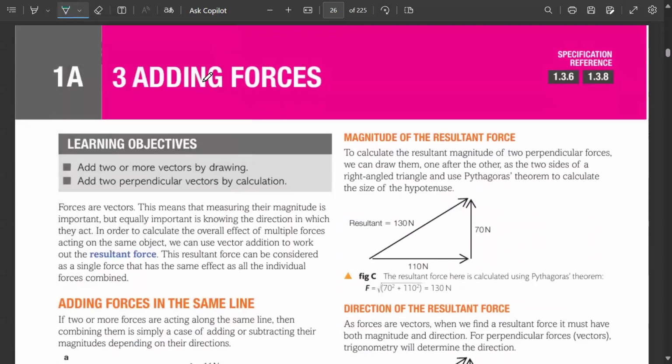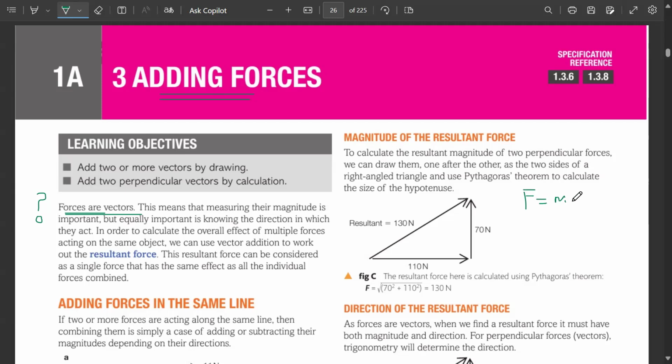Next, we have the topic adding forces. Forces are vectors. And can you define for me what a force is? Force is how much energy is used. Wrong. Try again. I don't know how to describe it, but is this the rate of change of momentum? Right. Force is what? Rate of change of momentum.